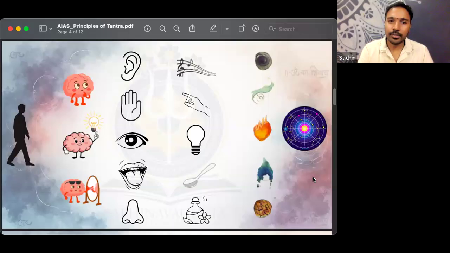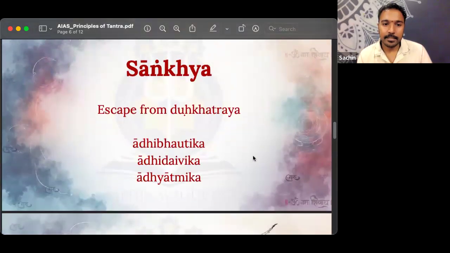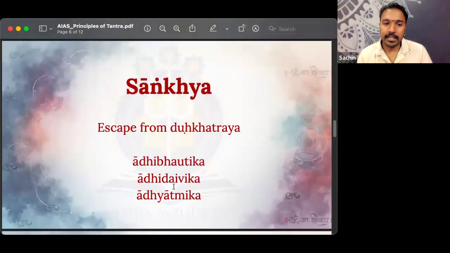So we have gone through every darshana, every philosophy, and still we couldn't come out of these dukkhatrayas, or we call it tapatrayas, which are 3 kinds of sorrows: Adi Bhautika, Adi Daivika, and Adhyatmika. These are 3 kinds of sorrows which are discussed in our philosophy.